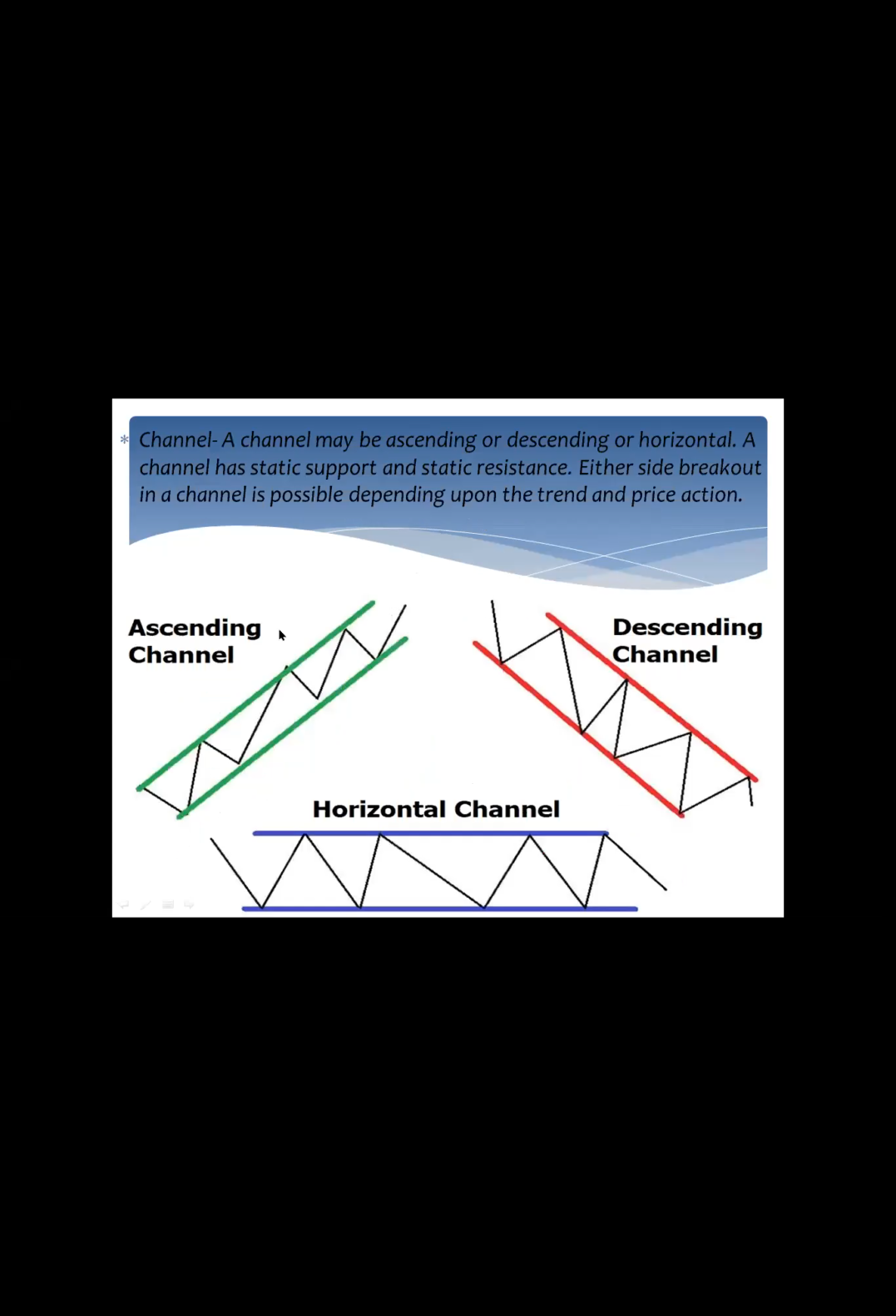Next, we have channels. A channel may be ascending, descending or horizontal. A channel has static support and static resistance, just for this one horizontal channel. Either side breakout in a channel is possible depending upon the trend and price action. In a horizontal channel, either side breakout can be seen, while in an ascending channel, a downside breakout, and in a descending channel, an upside breakout is seen.